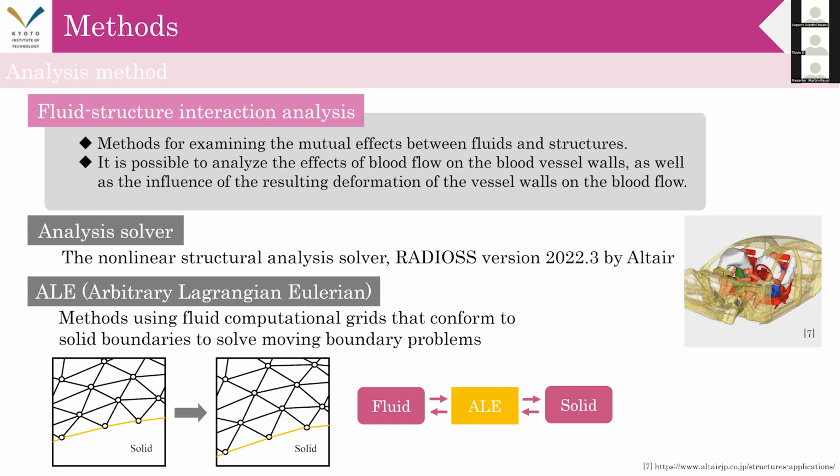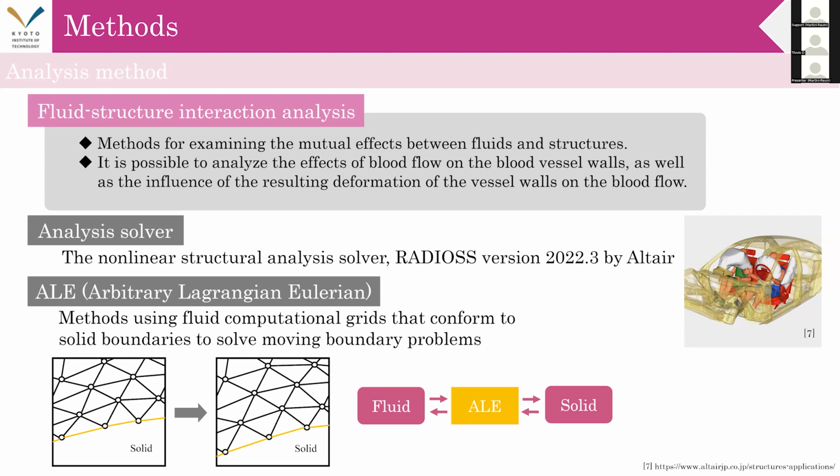Now, I will explain the analysis methods. The fluid-structure interaction analysis used in this study refers to methods for examining the mutual effects between fluids and structures. Through fluid-structure interaction analysis, it is possible to analyze the effects of blood flow on the blood vessel walls, as well as the influence of the resulting deformation of the vessel wall on the blood flow. For the analysis solver, I use a nonlinear structure analysis solver, Radioss, version 2022.3 by Altair.